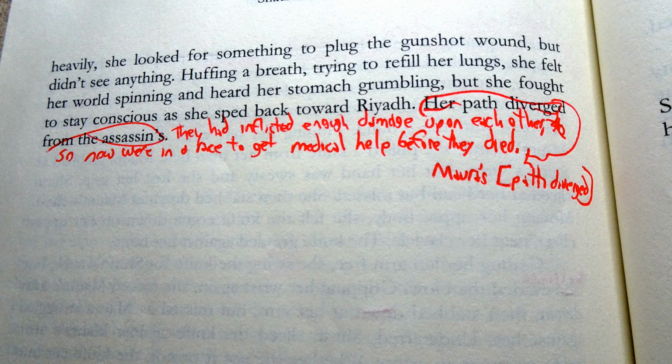But I did like that ending more, her path diverged from the assassins. So all I'm going to do is move that line, her path diverged from the assassins, to the end of the chapter, because I just like it there, because I think it's a good end to the chapter. So that line, they had inflicted enough damage, whatever, goes to the previous sentence.